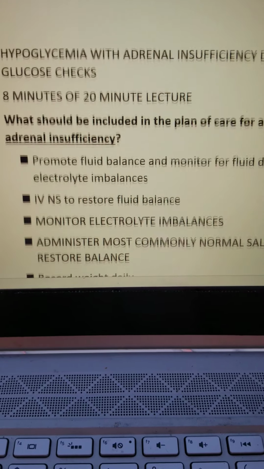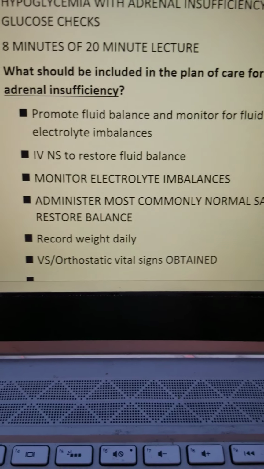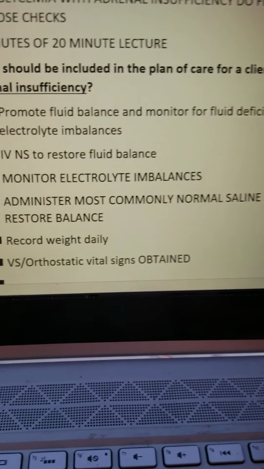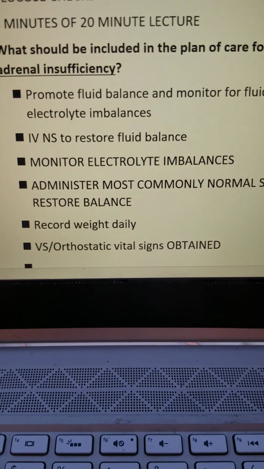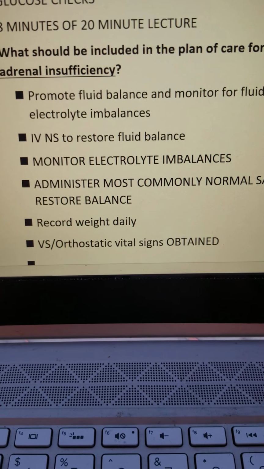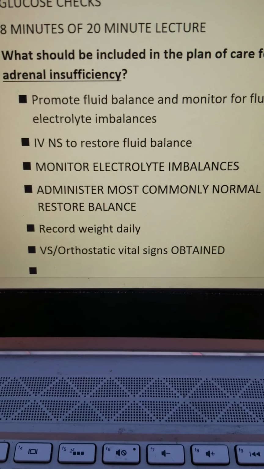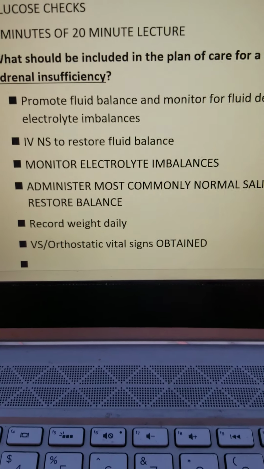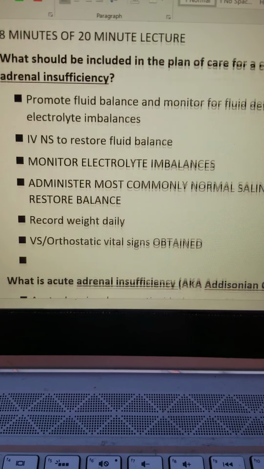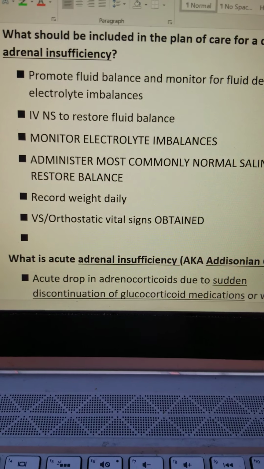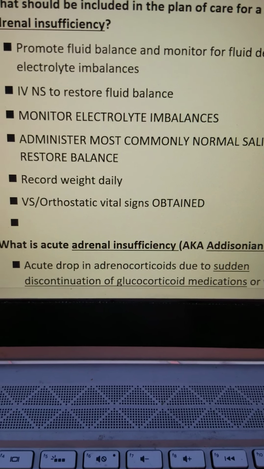So what should be included in the plan of care for a client with adrenal insufficiency? You're going to want to promote fluid balance and monitor for fluid deficit and electrolyte imbalances. IV normal saline to restore fluid balance. Monitor electrolyte imbalances. Administer most commonly normal saline IV to restore balance. Record weight daily. Check vital signs, orthostatic vital signs obtained.